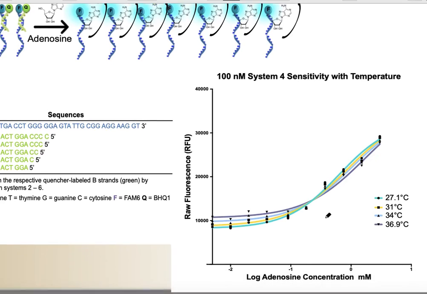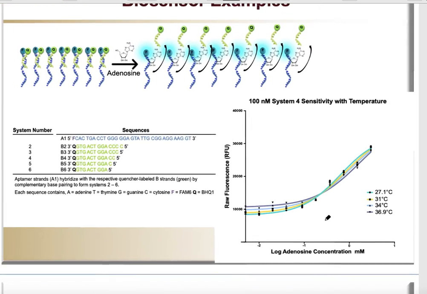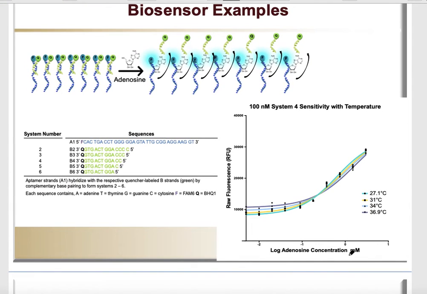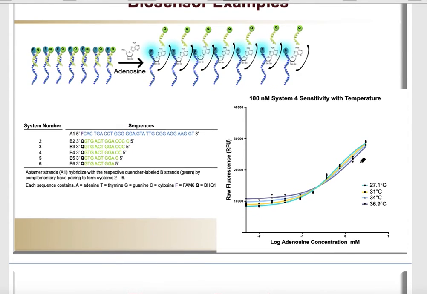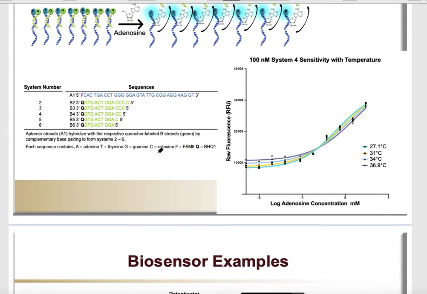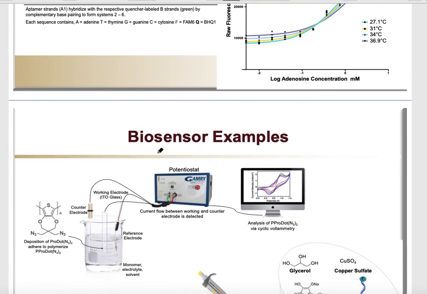That's the data that I'm showing here on the right-hand side. It's basically concentration of adenosine versus fluorescence. As you can see, as the concentration of adenosine increases, so does the fluorescence in a particular range. We then took that system 4, and that's the system that we are currently investigating in trying to put together an electrochemical biosensor.